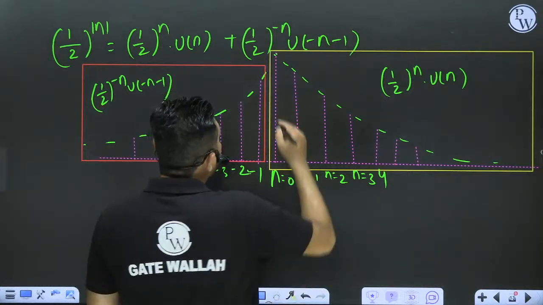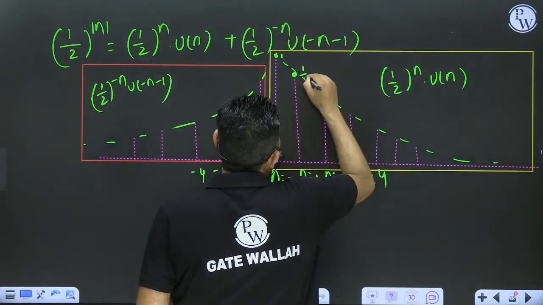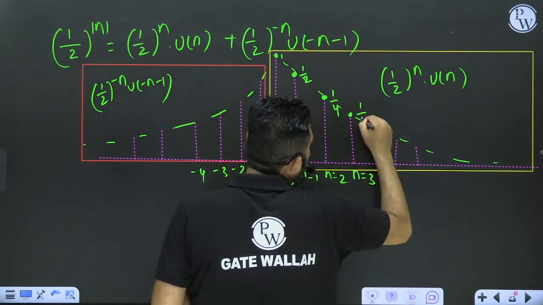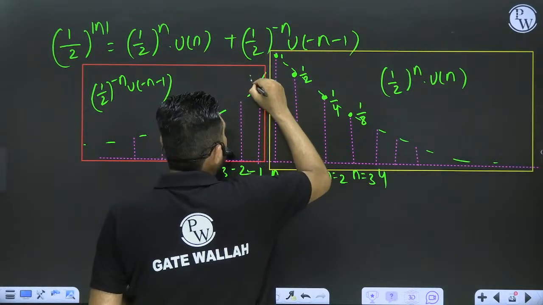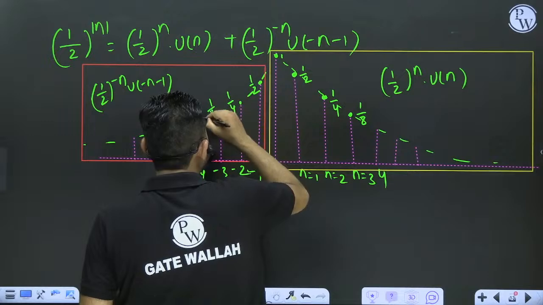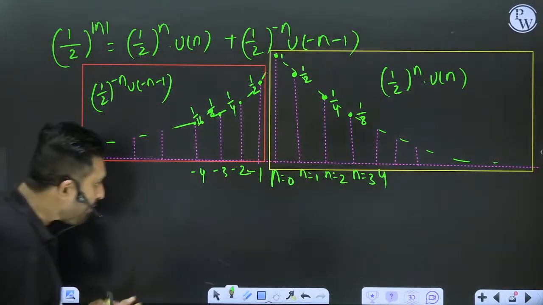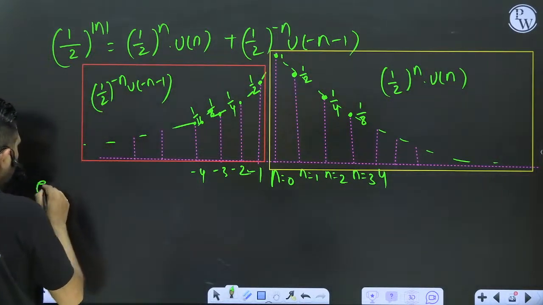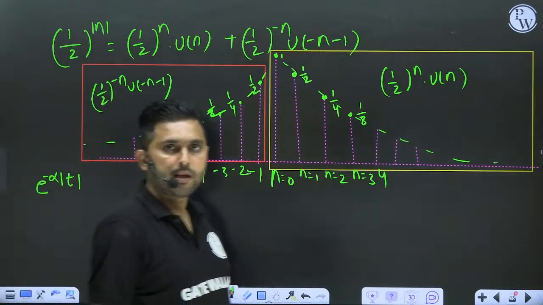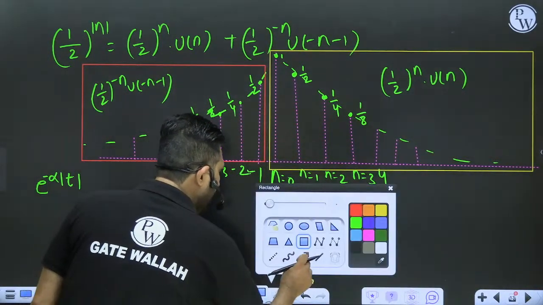Okay. What is the value? The value here is 1. This is 1/2. This is 1/4. This is 1/8. And so on. Same here: 1/2, 1/4, 1/8, 1/16, and so on. Exactly the same. It is same as e^(-alpha|t|). You remember the umbrella function in continuous time? It is same as the umbrella function that we have covered in the last class.